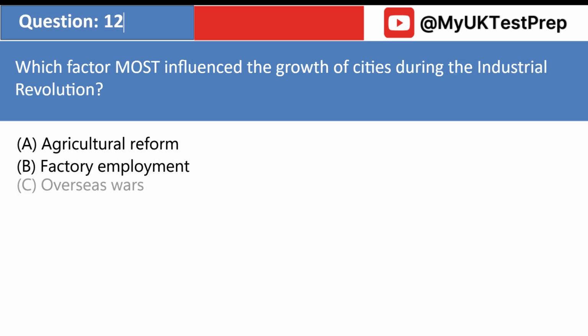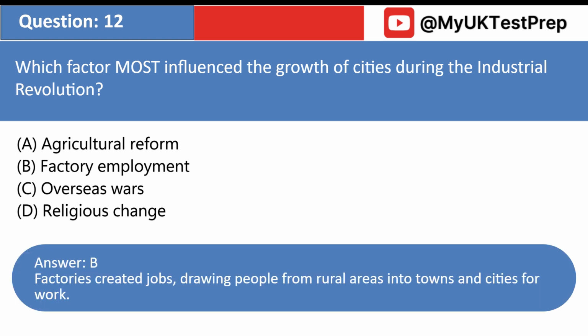Which factor most influenced the growth of cities during the Industrial Revolution? A. Agricultural reform. B. Factory employment. C. Overseas wars. D. Religious change. Answer: B. Factories created jobs, drawing people from rural areas into towns and cities for work.